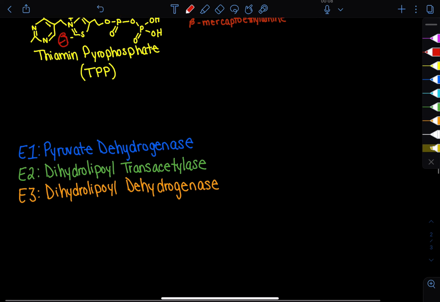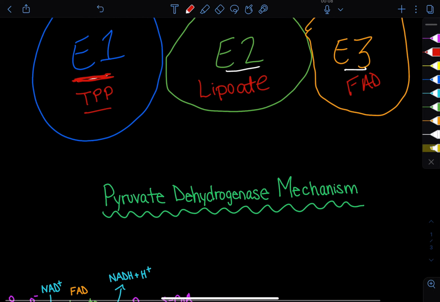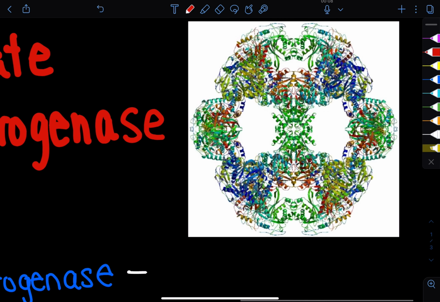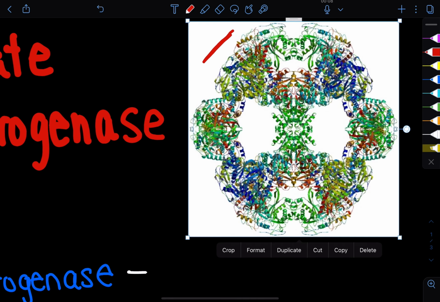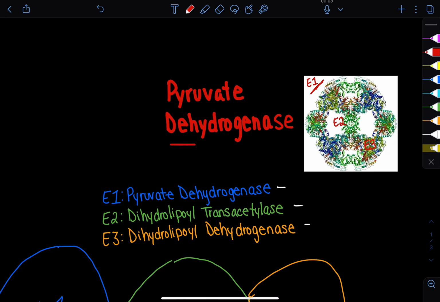Now to quickly just go over the names. Remember, pyruvate dehydrogenase is a very large enzyme. You can see over here, it's a very large enzyme. On the exterior, we're going to find E1. On the inside, we're going to find E2, because E2 contains lipoate. Lipoate is that arm that's going to swing everything around to get where it needs to go. And then on the outside, we'll find E3 as well.